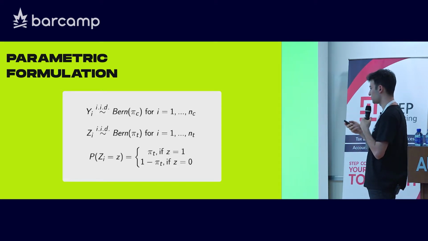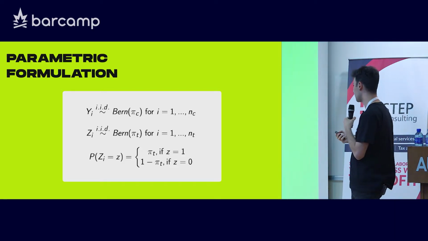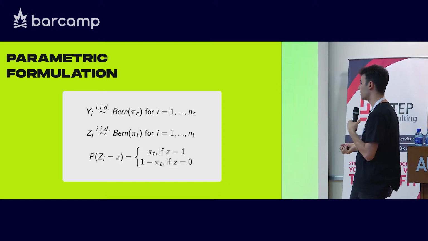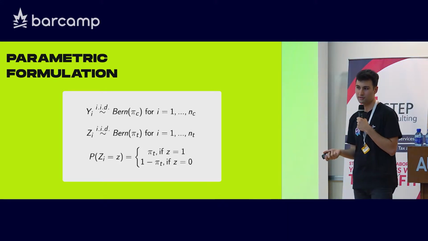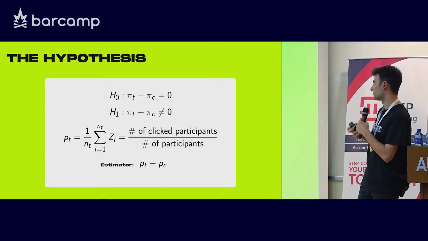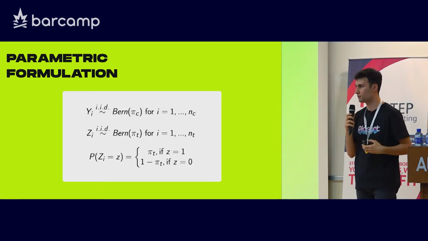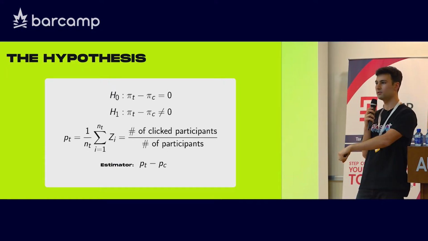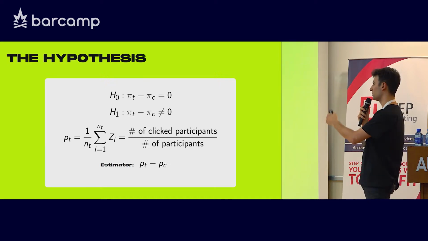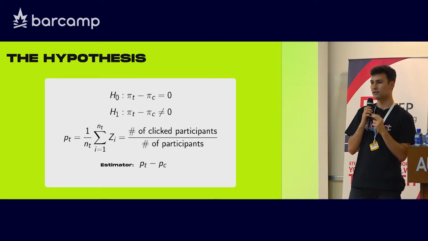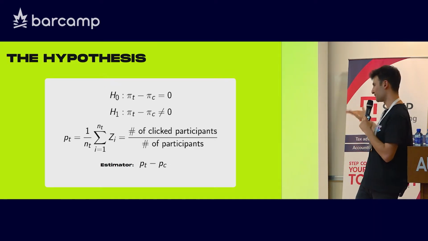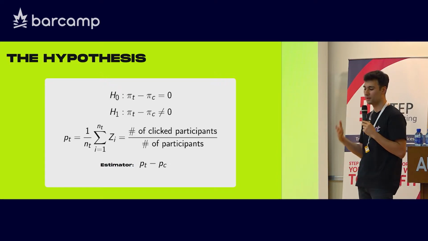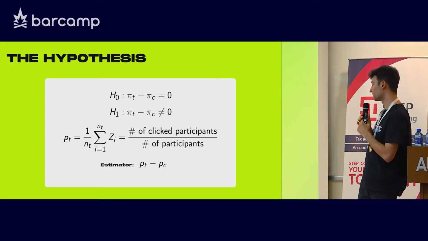Same applies for the control. Yeah, it's pretty straightforward, but even though we have two unknown parameters, which are pi c and pi t, we are actually only interested in the difference. By the difference of proportions, we mean basically the probability of clicking under treatment versus the probability of clicking under control. And if this difference is different from 0, we claim that we have an effect.